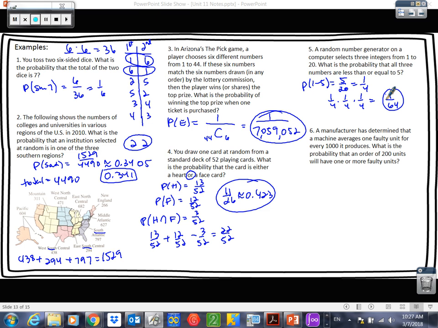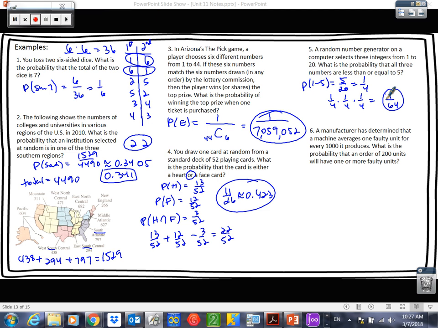All right, the last one. A manufacturer has determined that a machine averages 1 faulty unit for every 1,000 it produces. What is the probability that an order of 200 units will have 1 or more faulty units? Now this one is a bit more difficult because, first of all, it's not saying that it wants 200 units out of that 1,000. It's not saying that at all. It's just giving you a general statistic. Basically, of all the thousands and thousands of units this machine produces, 1 faulty one is out of every 1,000.